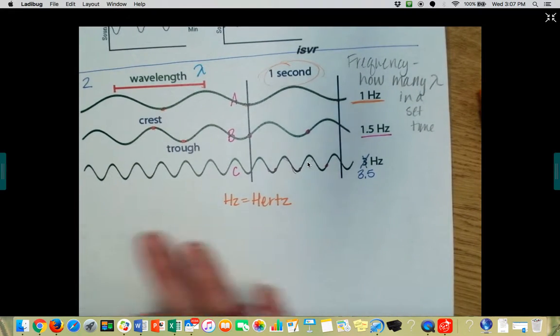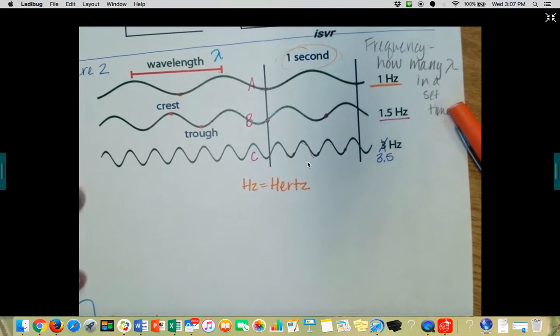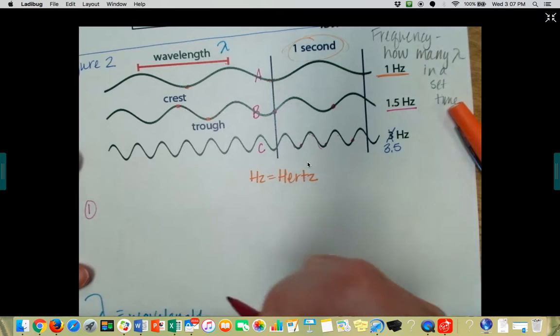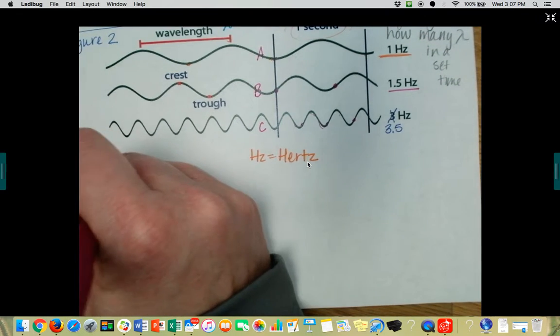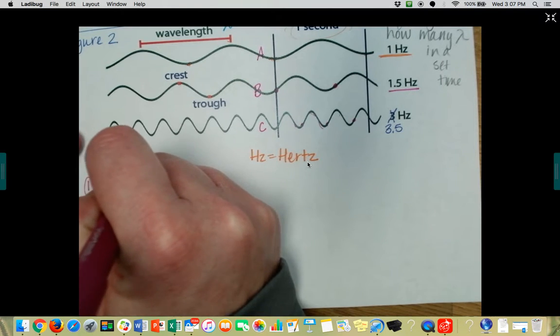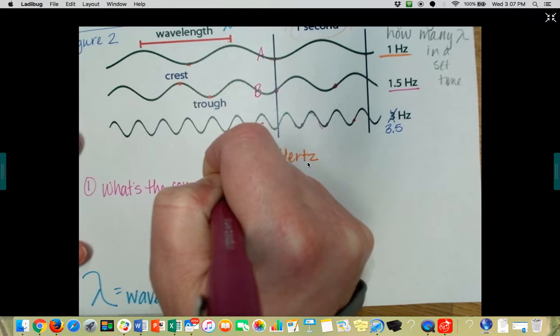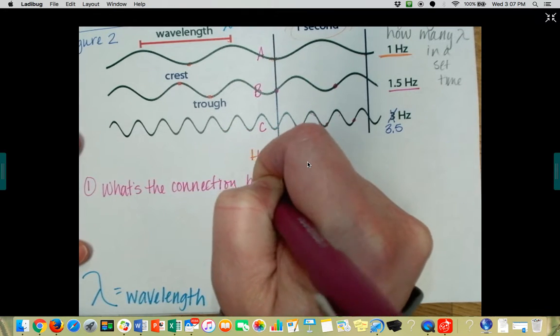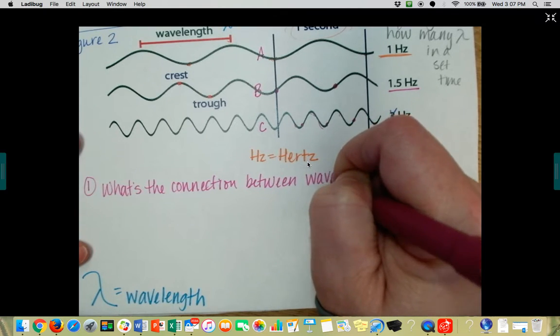So in class today, I gave you a couple questions that you needed to answer. The first question that you would need to answer for me is, what's the connection between wavelength and frequency?